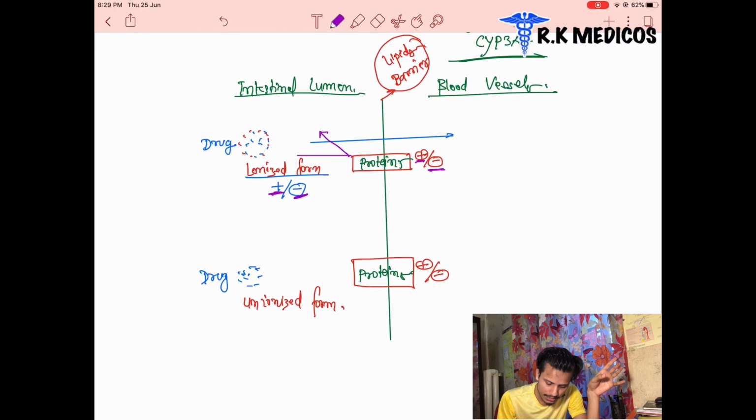Suppose a positive charge is attracted by a negative one, then they are attached to it. Suppose we take the first one, a positive charge. The positive charge is repelled by the positive charge in the proteins, so it does not get absorbed into the blood vessels. There is no absorption. In the second case, a negative charge is repelled by the negative charge of the intestinal proteins. Next, in the positive and negative case, they are attracted to each other and attach to these proteins. Once again, there is no absorption.